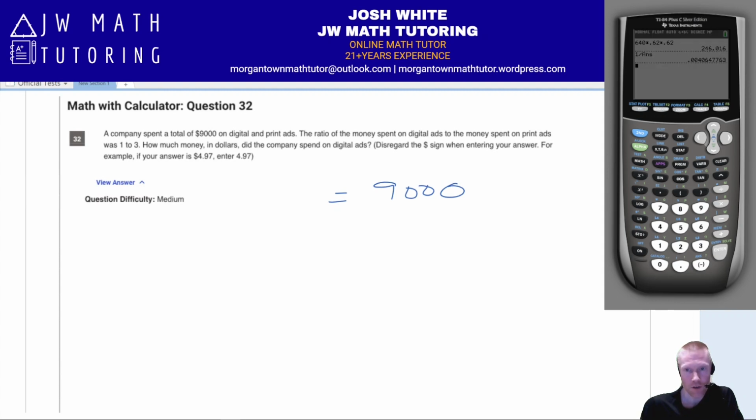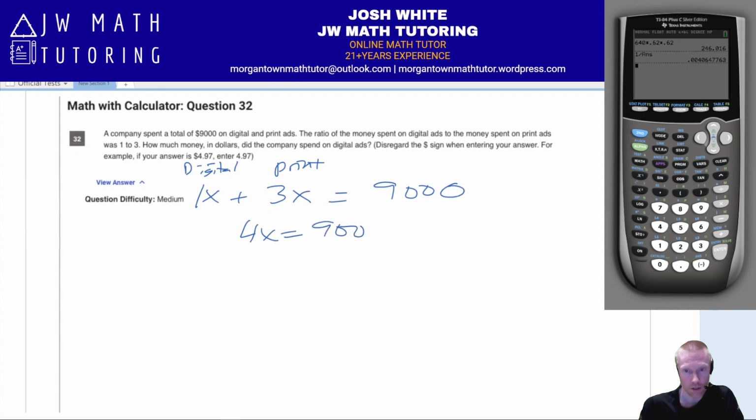And we know that the ratio of digital ads to print ads was 1 to 3. So 1 to 3, and then we can just use x as our common amount, which would then get multiplied by 1 or by 3 to end up making our total. So this is basically digital. This is print. We're going to go ahead, solve this equation out, get the value of x, and then that technically would be equal to the amount we spent on digital because it's just multiplied by 1.